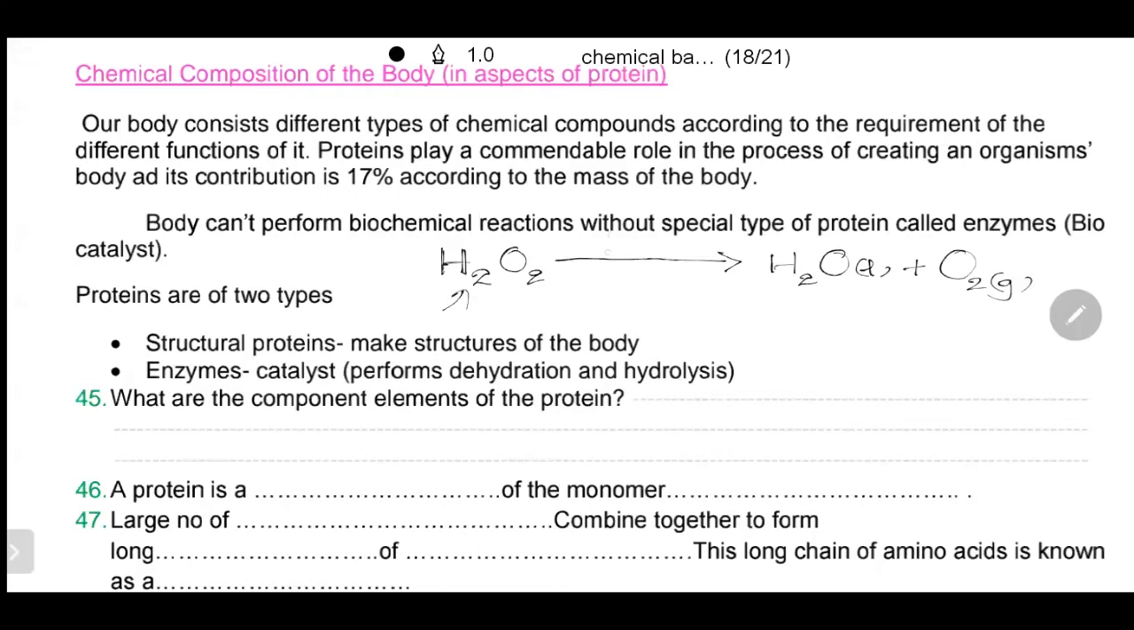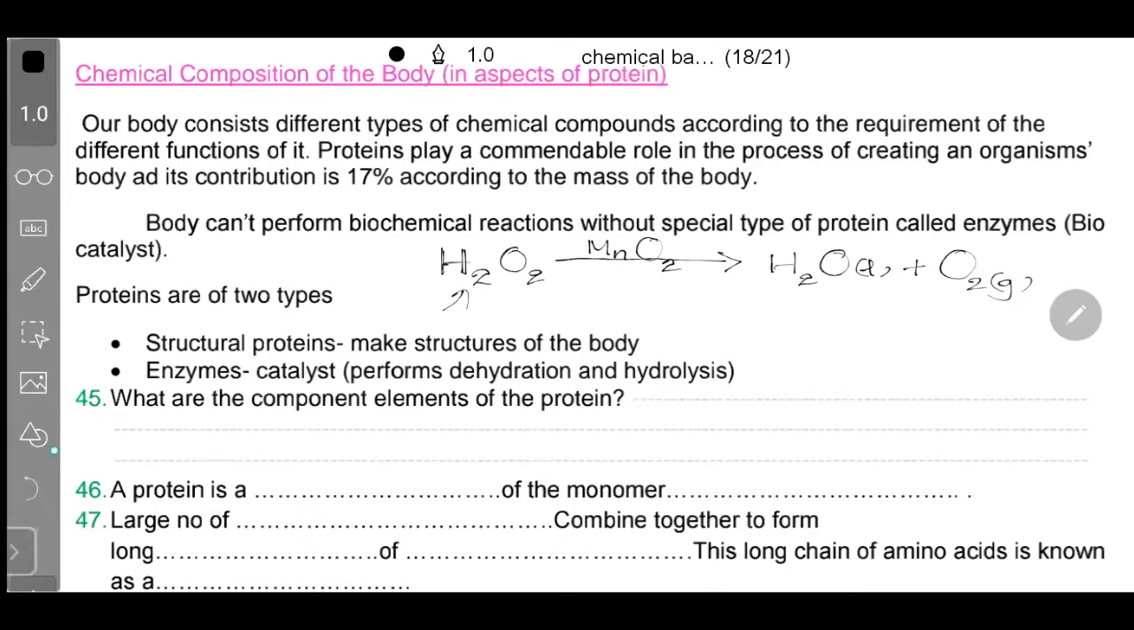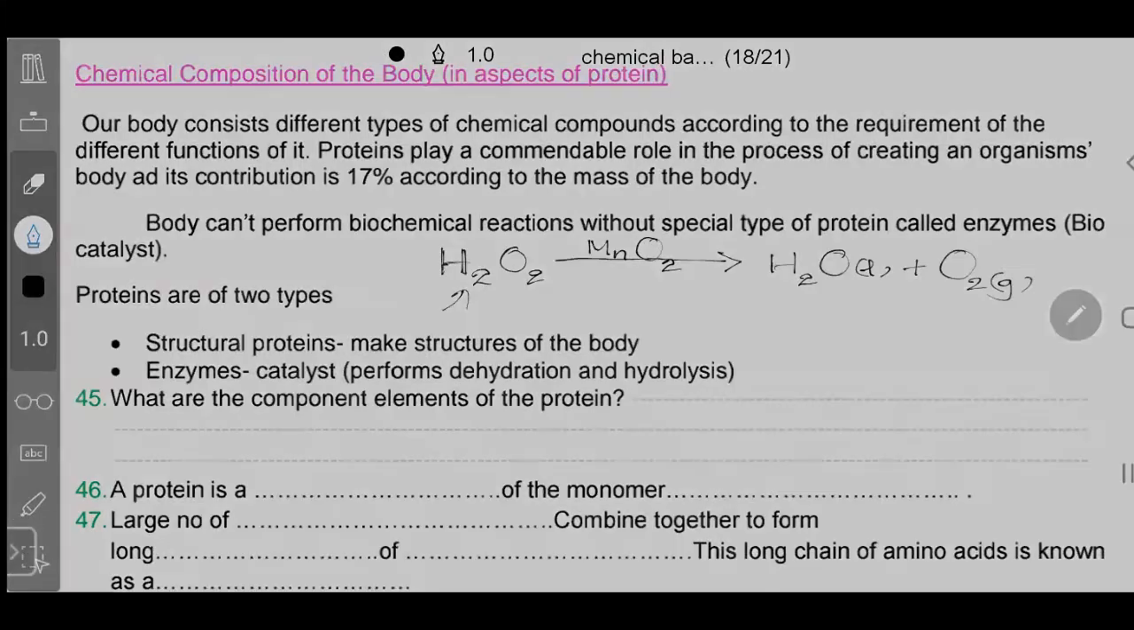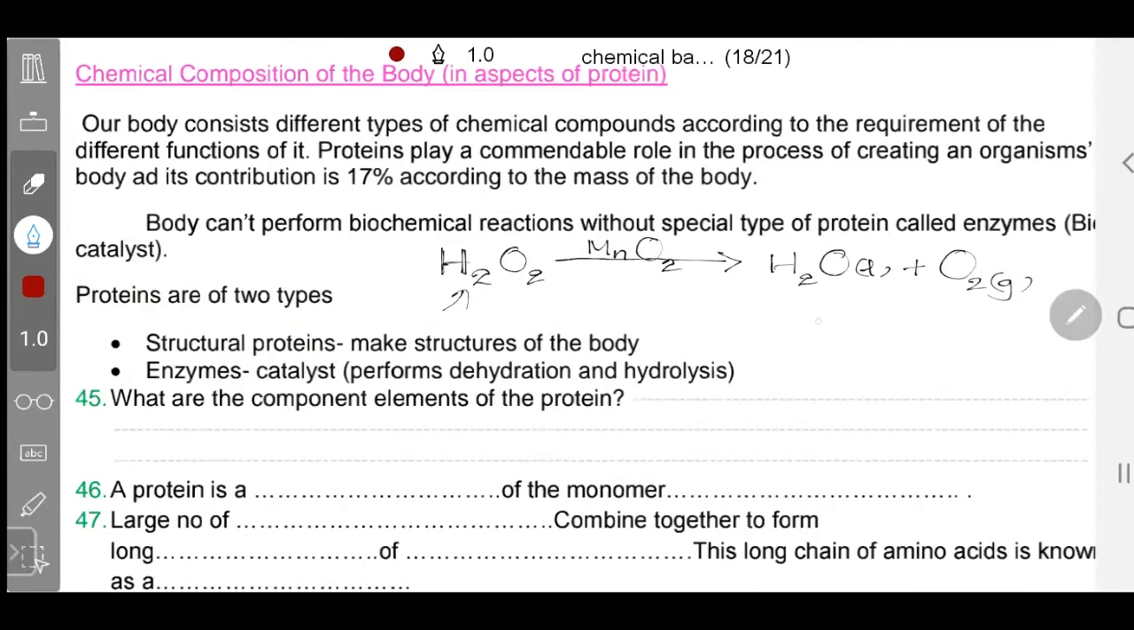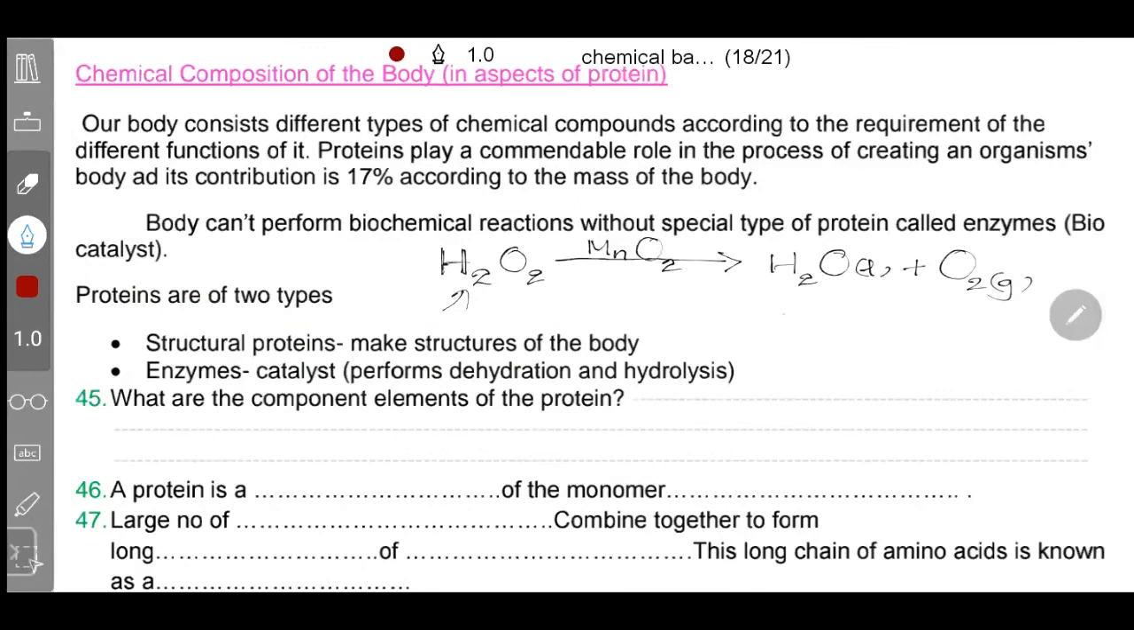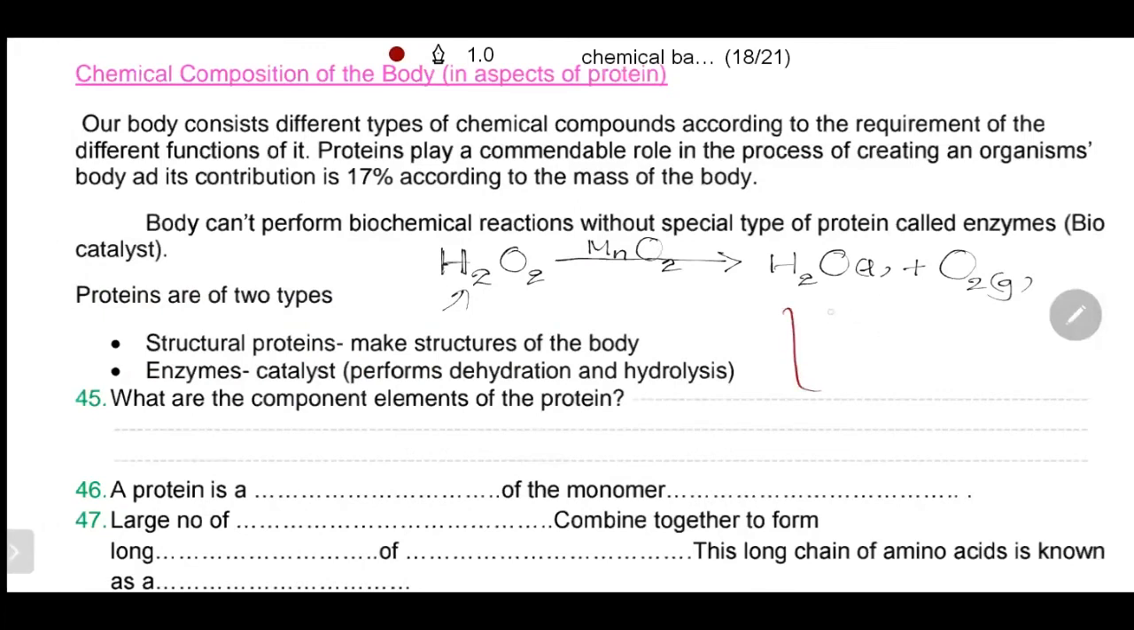You have to use manganese dioxide, MnO2. The specialty is this MnO2 remains in the chemical, that means in the test tube.